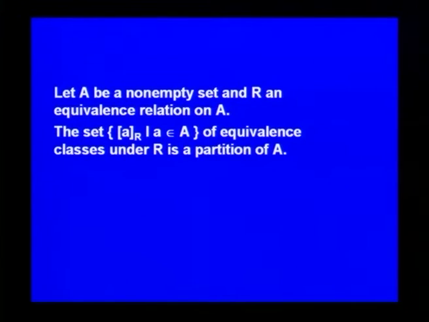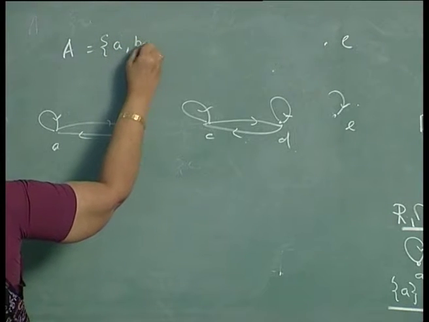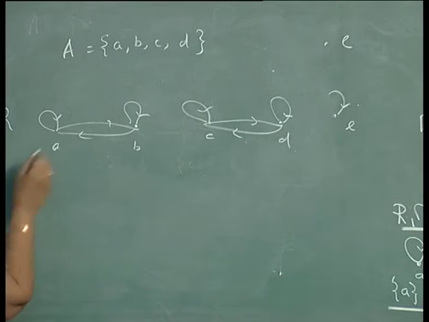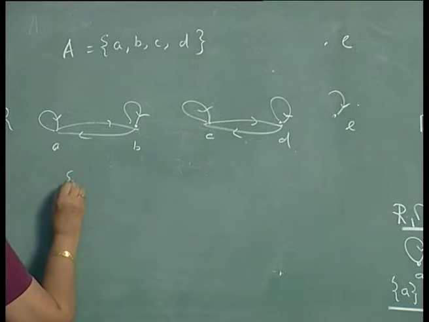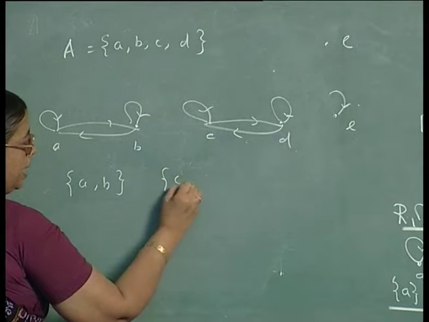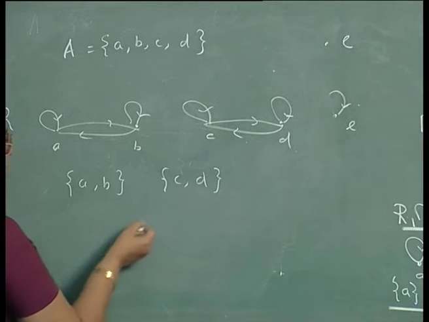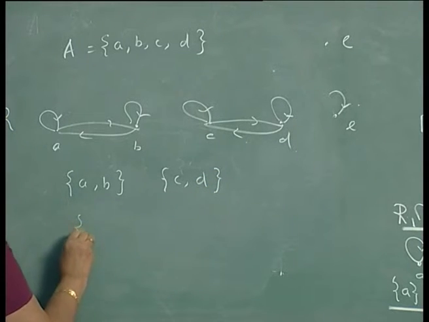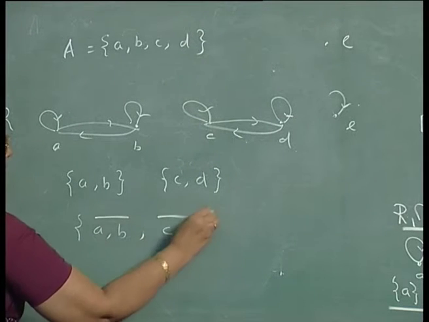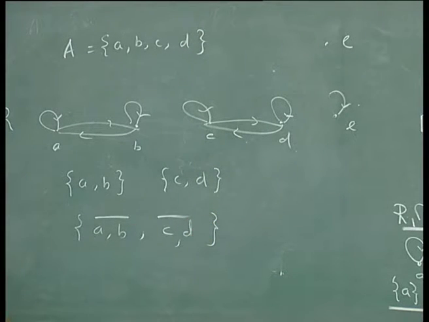The underlying set here is A, B, C, D. The equivalence relation R is represented like this. So, the equivalence classes are: A and B will belong to one equivalence class, C and D will belong to one equivalence class. Actually, this corresponds to a partition where A and B will be in one block and C and D will be in one block.